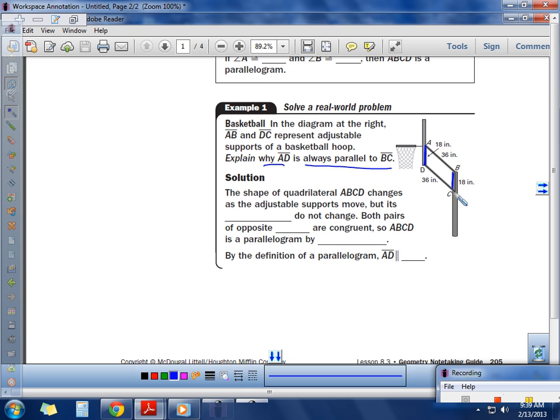Okay, we don't say all sides are congruent. We say opposite sides are congruent. So we could say, since opposite sides are congruent, the shape is a what? Parallelogram. That's why AD is always parallel to BC. Remember the property of a parallelogram? It's in its definition. Opposite sides are always parallel.